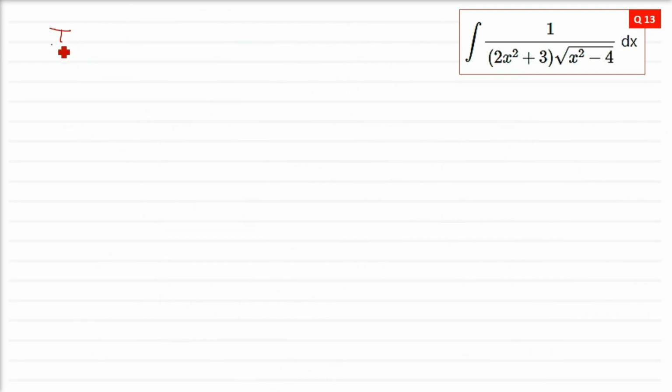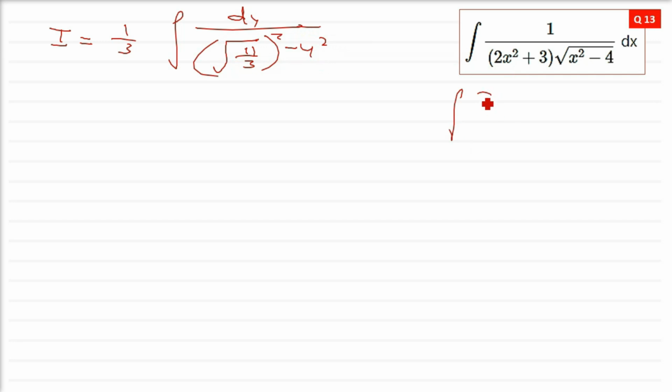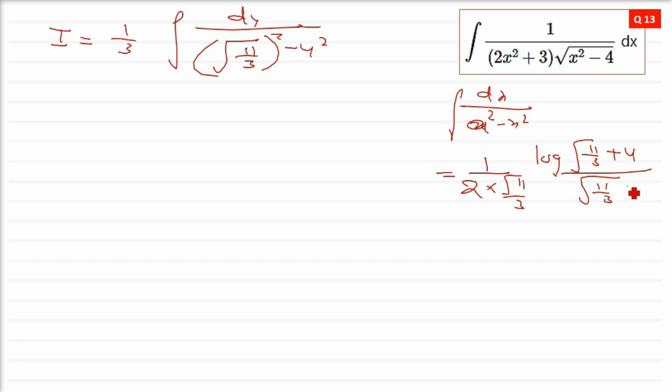So we have arrived till here: I equals 1 by 3 integration of du divided by, I took 3 outside, that's why we have made this 11 by 3 a perfect square, minus u square. So integration of dx divided by a square minus x square. What is this? You already know. This will be 1 by 2a, so a is under root 11 by 3 here, log, plus in the numerator, minus in the denominator. So log of under root 11 by 3 plus u, under root 11 by 3 minus u, inside the modulus, plus constant of integration.